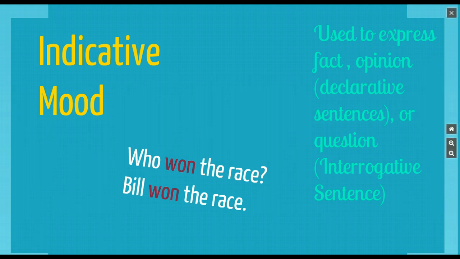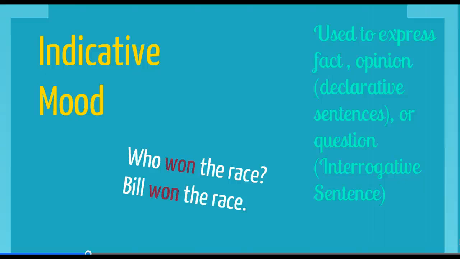Right? Remember at the beginning of the year we called those declarative sentences? It can also be used to ask a question. Right? So use the indicative mood when asking a question with the interrogative sentence. Notice the first example is in fact an interrogative sentence. Who won the race? And then the declarative, Bill won the race. Okay, both that's declarative sentence.